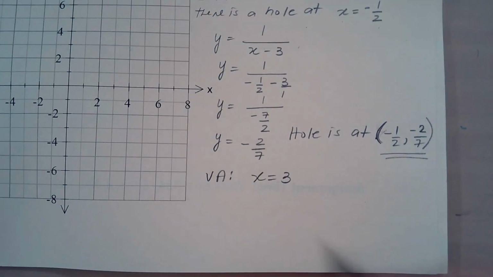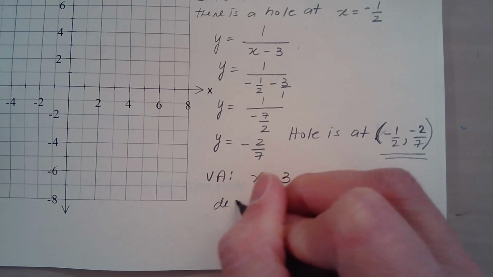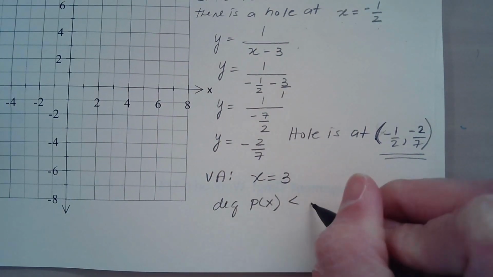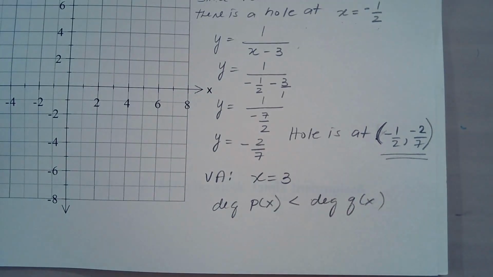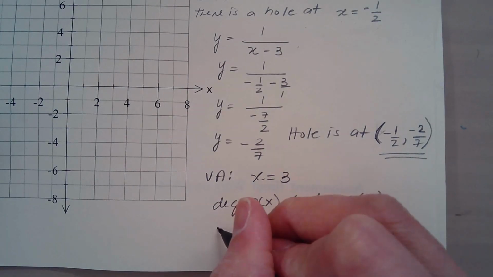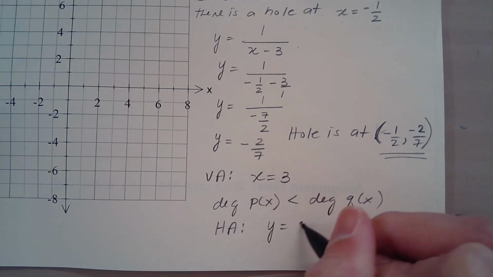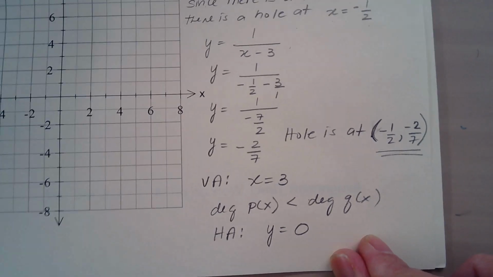Okay, now what about the horizontal asymptote? The degree of p of x is less than the degree of q of x. When that happens, your horizontal asymptote would be y equals 0, because the denominator gets so much bigger faster compared to the numerator that the value gets closer and closer to 0.